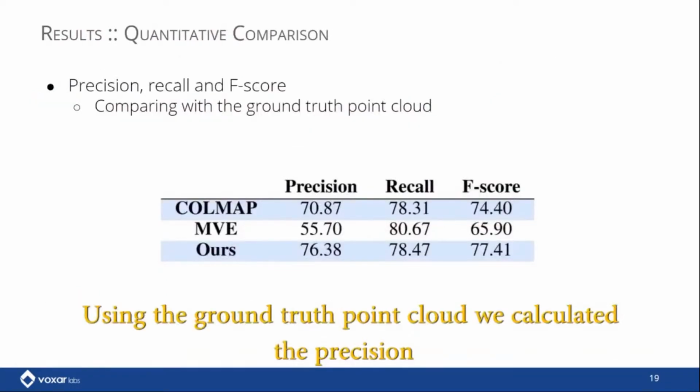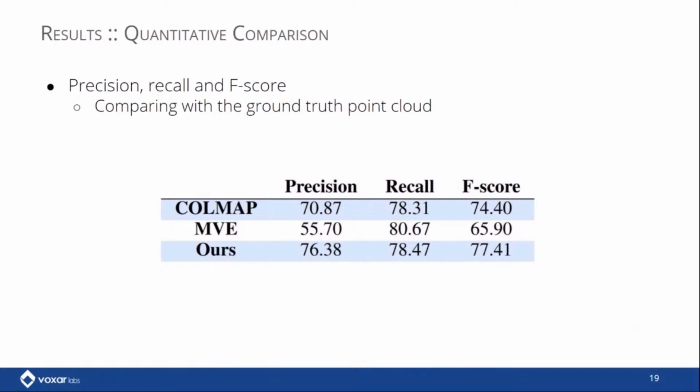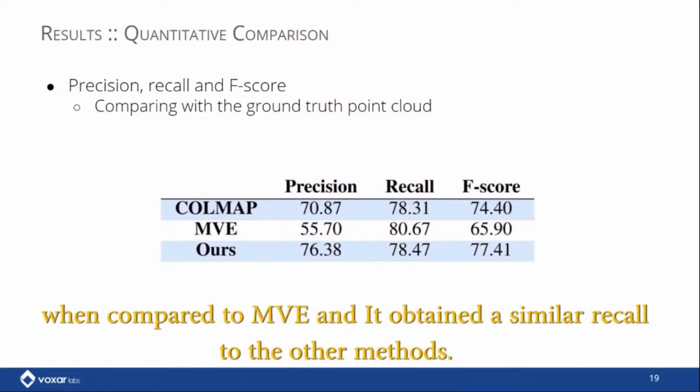So using the ground truth point cloud, we calculated the precision, recall, and F-score of the reconstructions, and our pipeline obtained a point cloud with a higher F-score. These results show a clear improvement in the precision of the points, especially when compared to MVE, and it obtained a similar recall to the other methods.